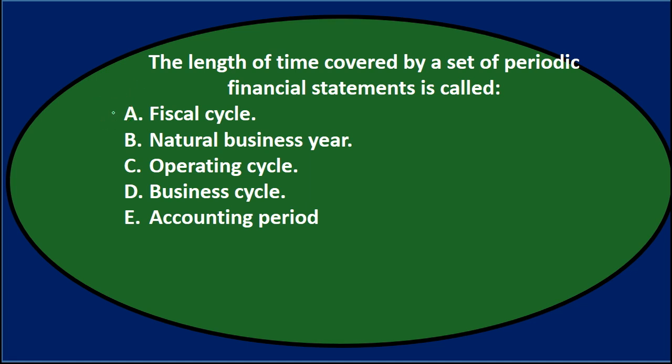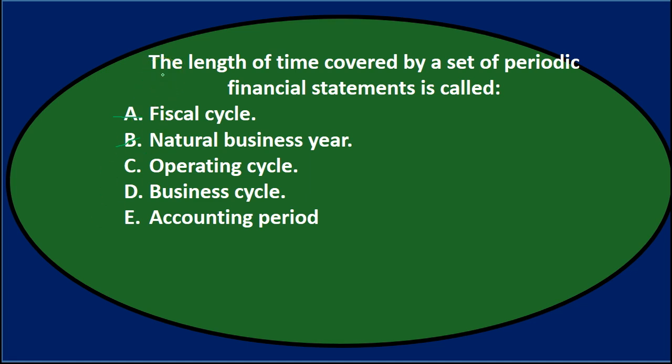We're going to say the fiscal year. It doesn't really say a year here, so I'm going to say maybe it's not specifically a year. That doesn't look like the one. Natural business year. Again, it says a length of time. So the fact that it's not naming a year is making me think, well, maybe these years, when they're saying a year, maybe that's not the one. Operating cycle, a business cycle, and an accounting period. So those are the three that we have left.